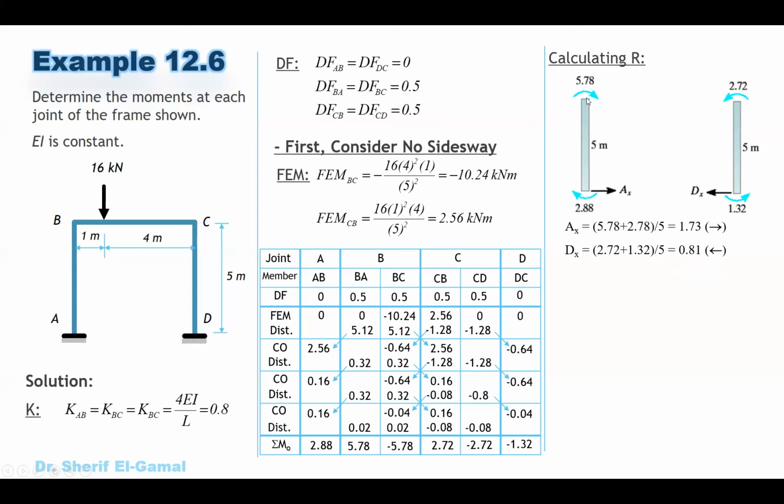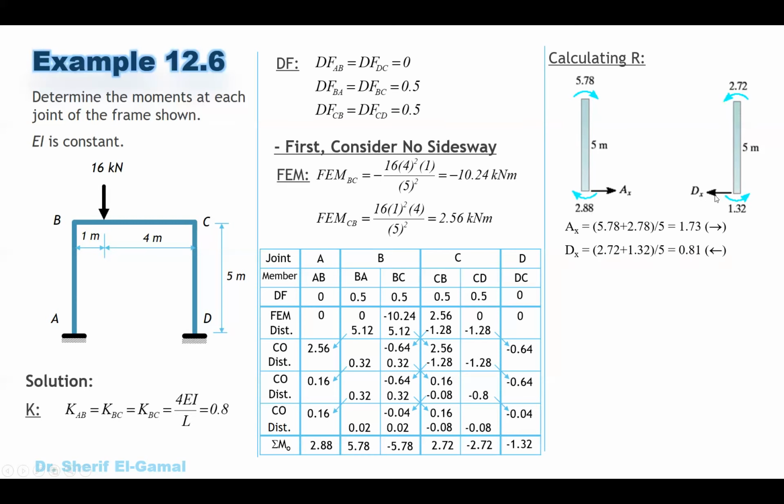Because you can do the same if you have other loads or any loads here. Just take a moment at one end, and the only unknown will be the AX, so you can get it directly. When we have only moments, it will be very easy to get the summation of the moment divided by the span. It will give you the value of AX and DX.